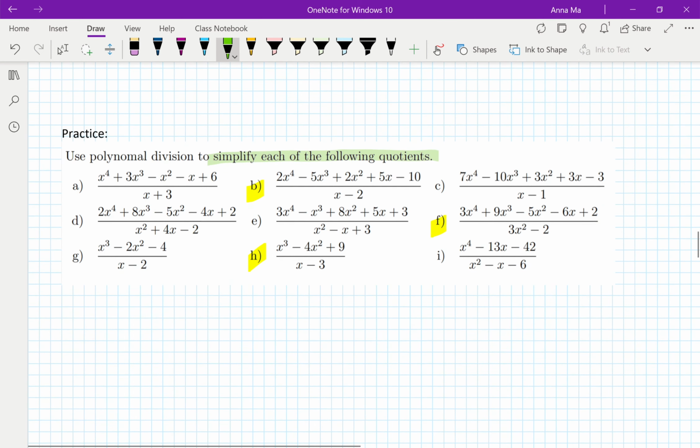Okay, there are practice questions which you can try in your own time. It's got up to quartics, so good luck with that.